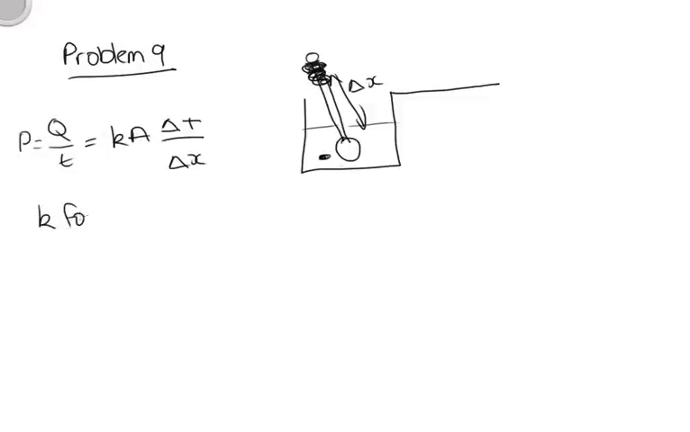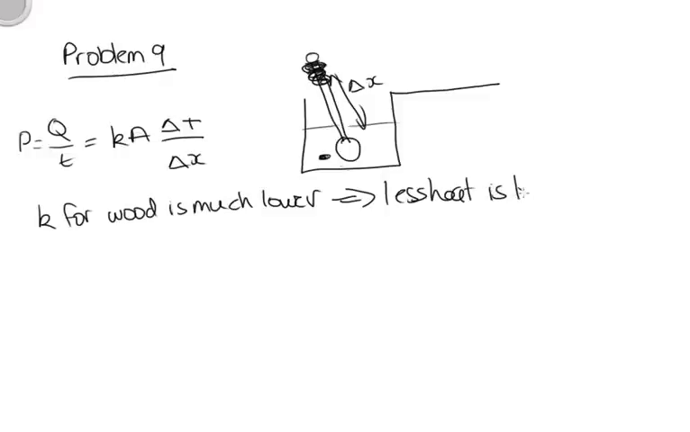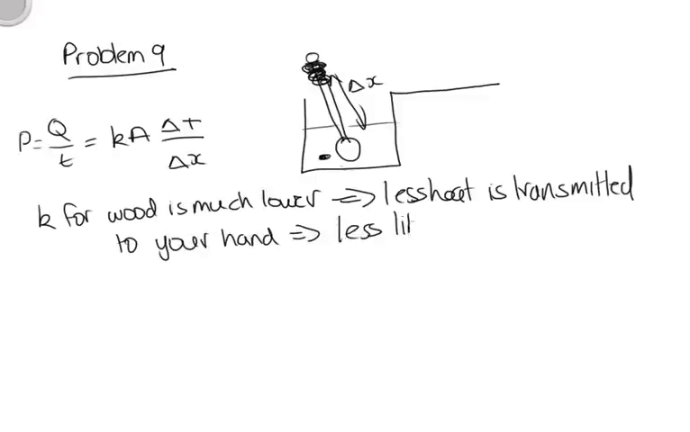So k for wood is much lower, which tells you that less heat is transmitted to your hand, which implies you are less likely to burn your hand. So that is why you use a wooden spoon to stir the hot saucepan instead of a metal one.